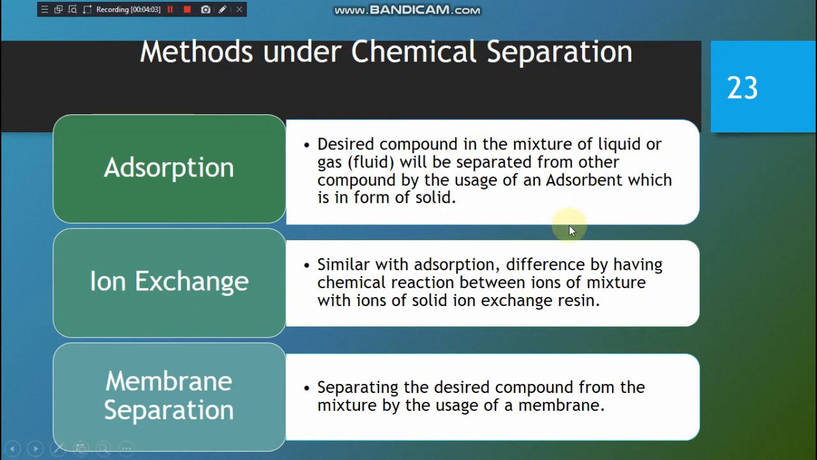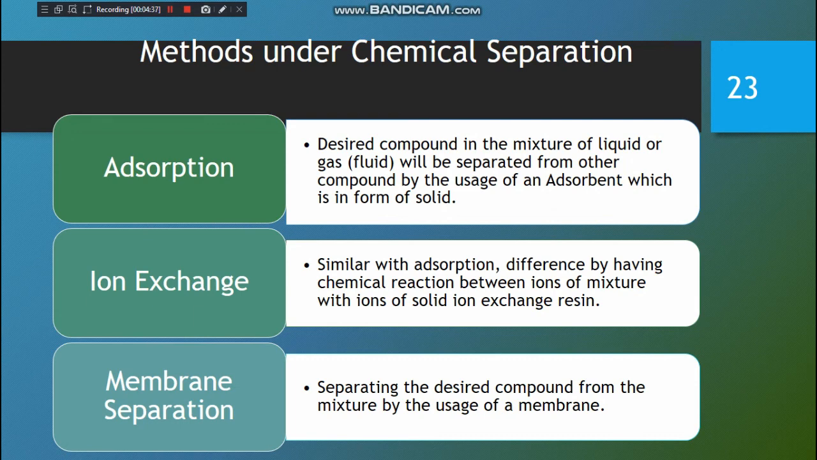Ion exchange is a special case of adsorption since it is similar to adsorption, but with the difference of having a chemical reaction between ions of solution and ions of solid particles or ion exchange resin. As a result of the chemical reaction, the ions of solution exchange with ions of solid particles based on similarly charged ions. So that's the explanation of ion exchange.